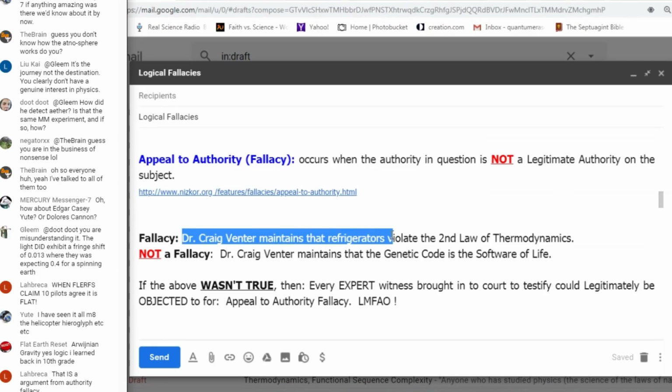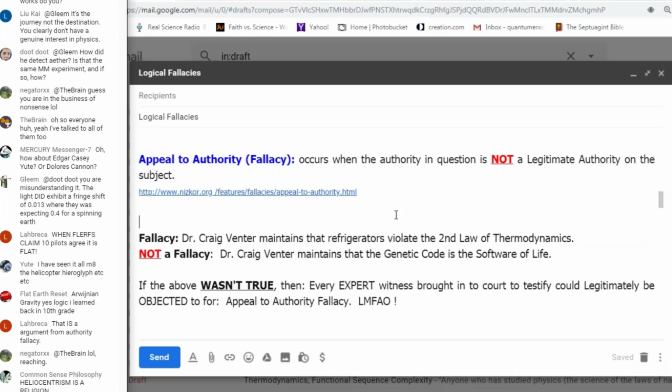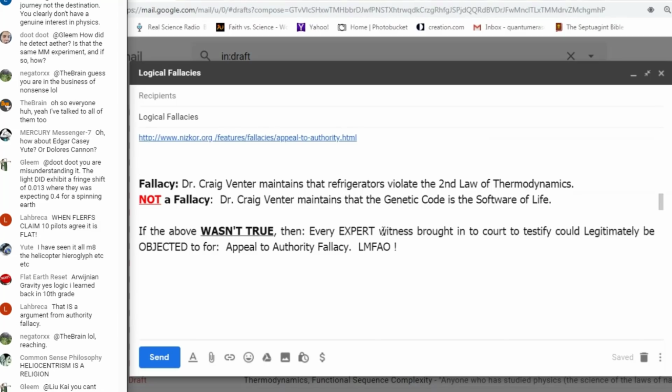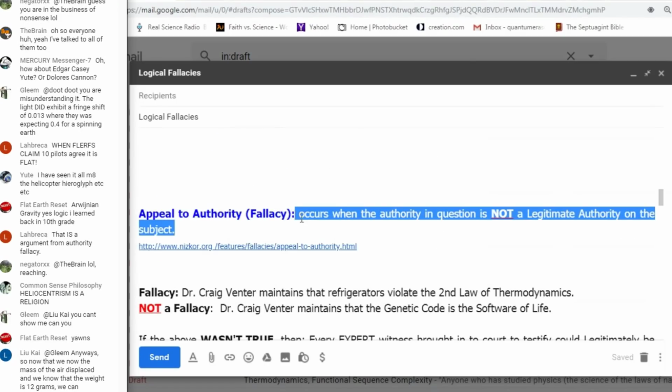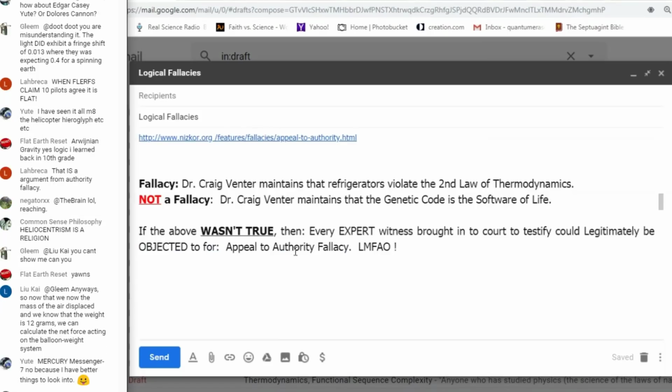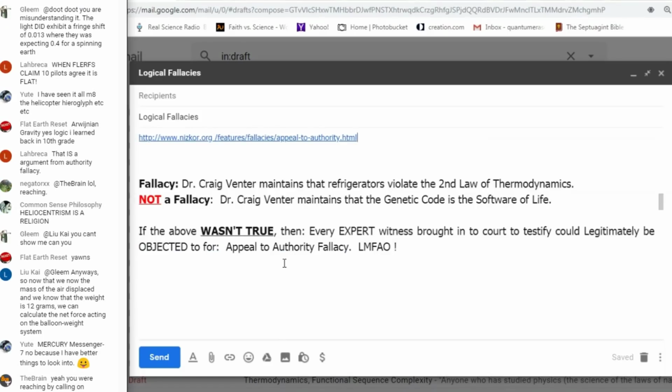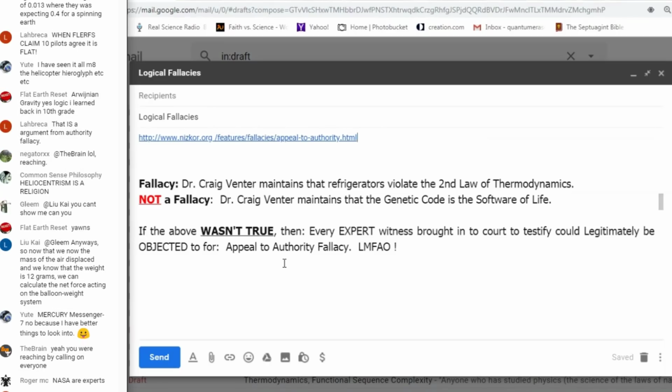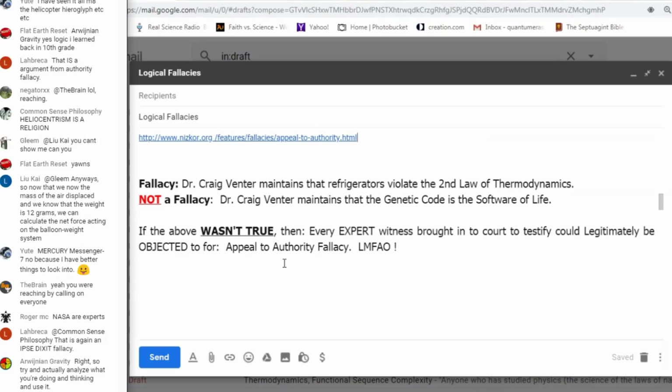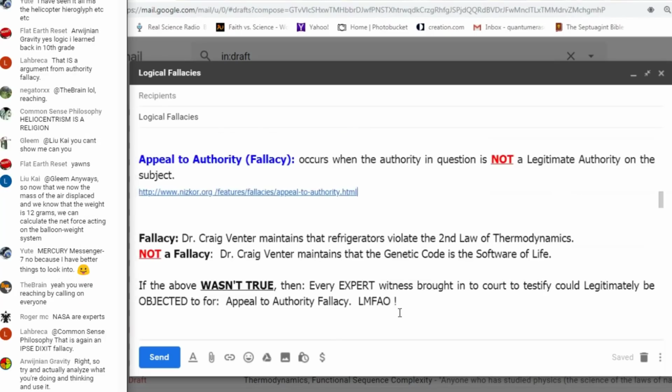But the fallacy is, well, Dr. Craig Venter is probably not a refrigerator expert. He may know a little bit on the second law of thermodynamics, but this sets it apart. This is a fallacy because he is not a legitimate authority on refrigerators. Now, if this wasn't true, if any authority counted, then every expert witness brought into a court to testify could legitimately be objected to by the prosecution or the defense as an appeal to authority fallacy. There would be no expert witnesses allowed in court. Does that make any sense to you people?